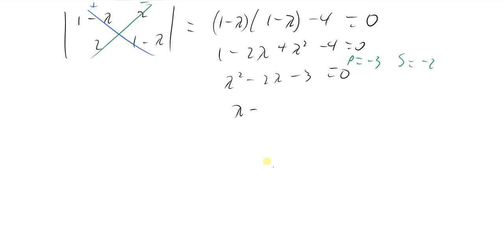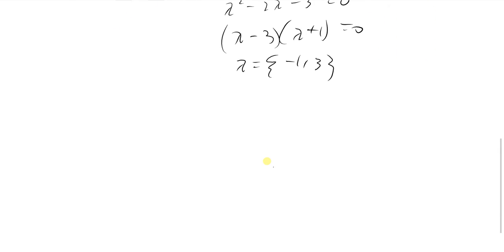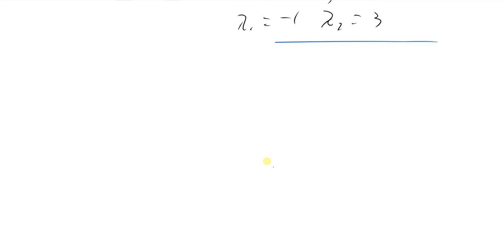So we have lambda minus 3, and then lambda plus 1 equals 0. So lambda is going to be -1 and 3. Those are our eigenvalues. So lambda 1 equals -1, lambda 2 is 3. And now we have step 2, where we're going to find our eigenvectors.